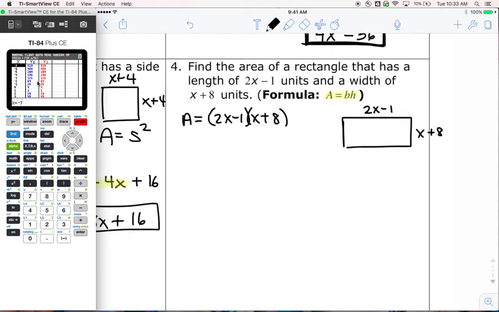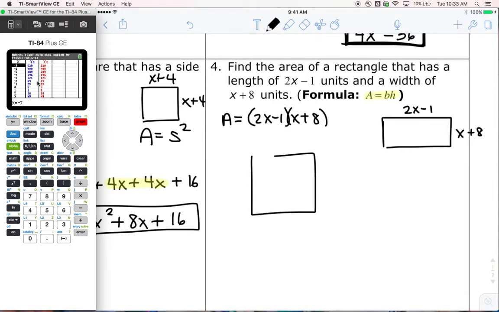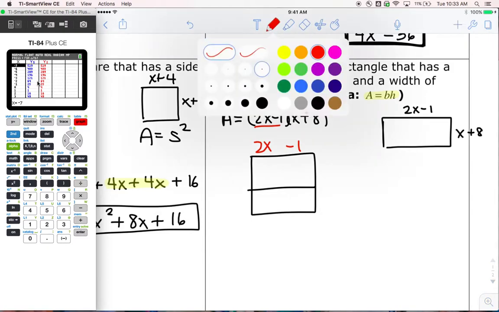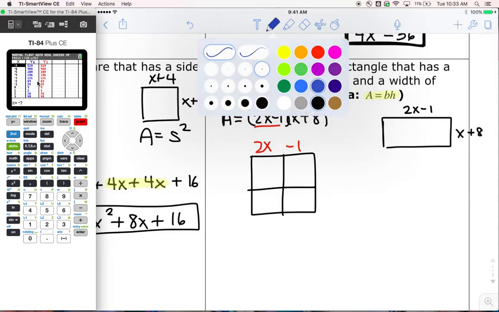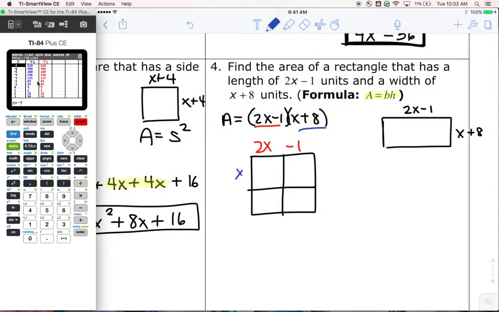And now this is a problem just like we've been practicing. So again, let's draw our box. My boxes always look different. We've got a 2x and a negative 1. Let's fix that. And then we've got an x and an 8. And so those numbers are going to go on the left side, those terms.